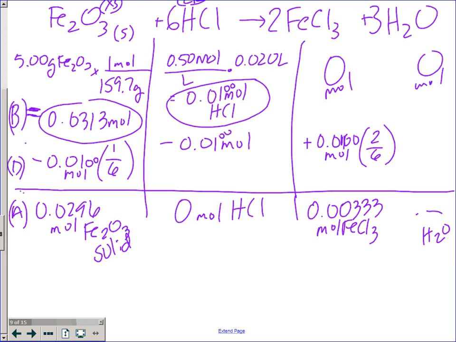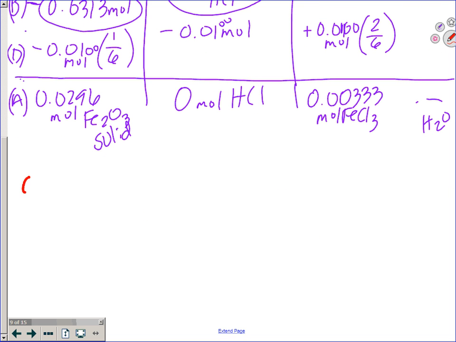Yeah. For the ions, iron. Mhm. Solid stays solid. It does not ionize. 159.7.